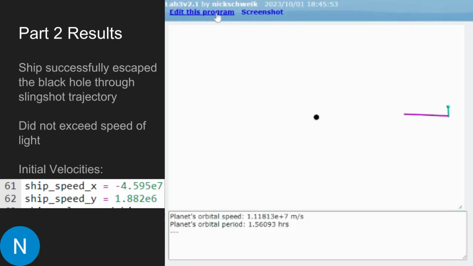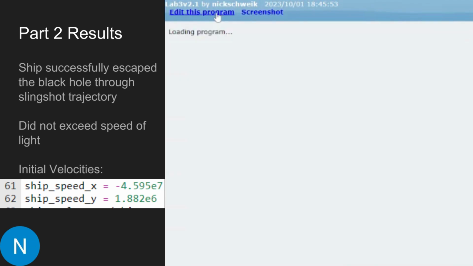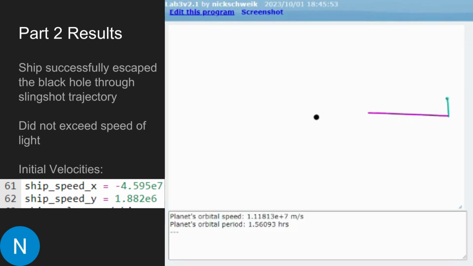So here are part 2 results. You can see off to the right, the ship goes on a successful trajectory, escaping the black hole and planet's gravitational well. It does not exceed the speed of light, so it does not break the laws of physics. And you see the initial velocities, where the x component is negative 4.6 times 10 to the 7th meters per second. The y component is 1.9 times 10 to the 6th meters per second.